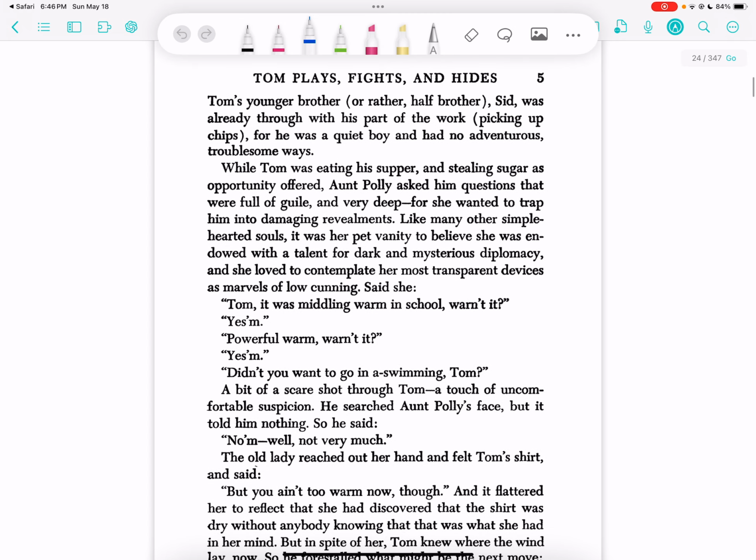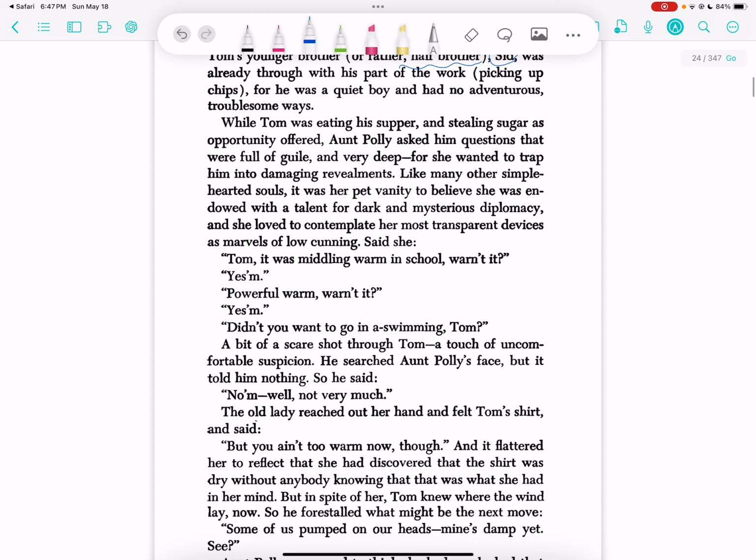Tom's younger brother, or rather half-brother, Sid, was already through with his part of the work, picking up chips, for he was a quiet boy and had no adventurous, troublesome ways. And so Sid is his half-brother, so possibly his mother or father has a stepwife or stephusband, so his family's kind of like that.